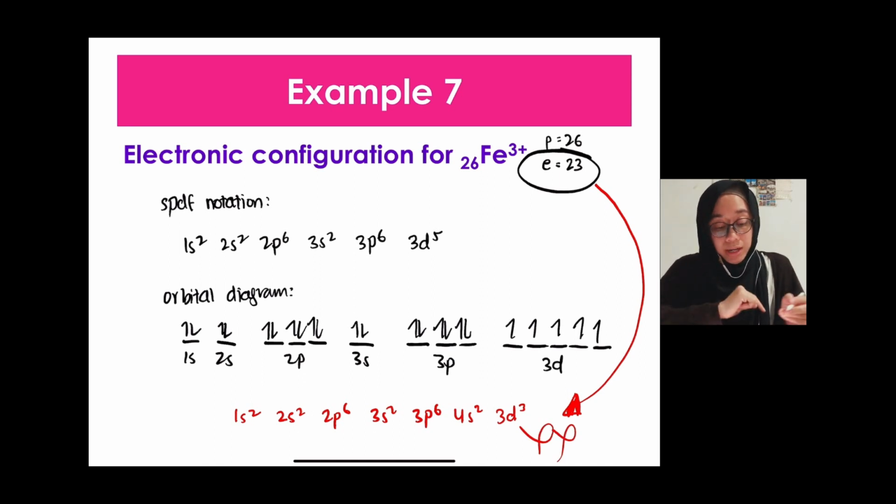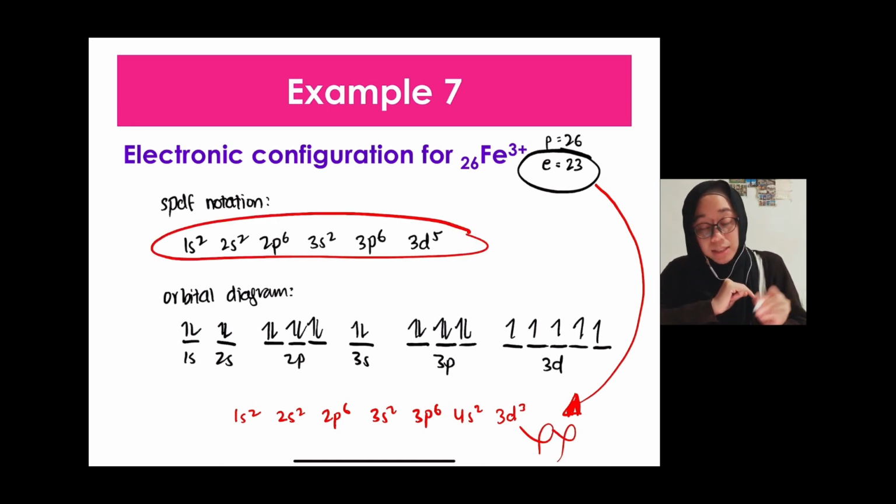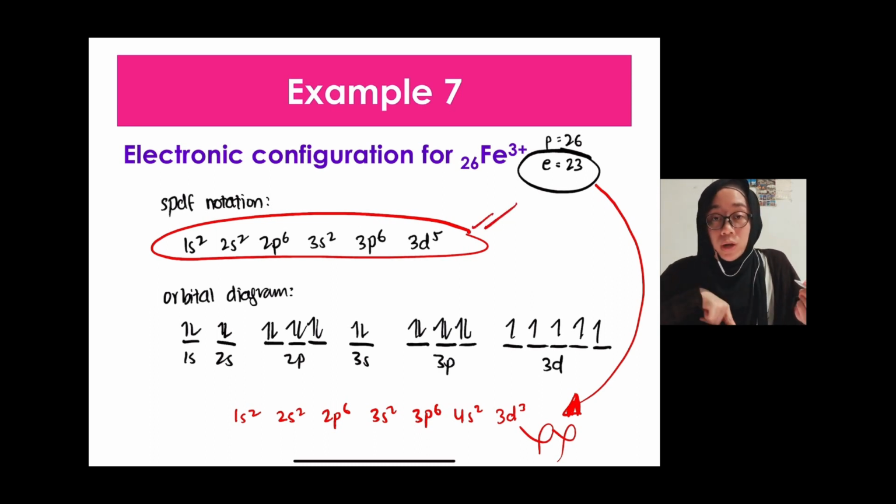Tak sama pun dengan SPDF notation yang berada dekat atas ni. Okay, so the one yang kat atas ni betul. Okay, tapi yang bawah tu adalah salah. So that might be a careless mistake lah. Okay, kalau kamu terus ambil, oh ada 23 elektron, so terus buat macam ni, macam biasa, no, salah sebenarnya. Okay, kamu kena tengok balik daripada atom dia yang asal. So kita nak kena remove dahulu daripada 4s.